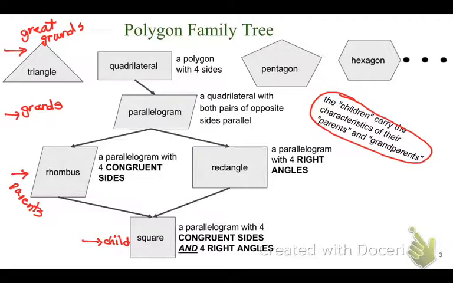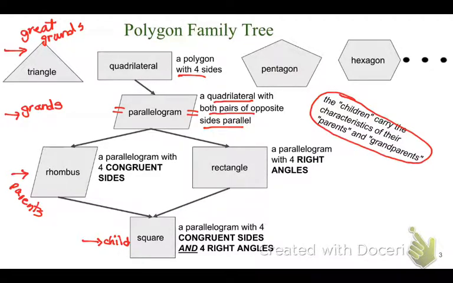So a parallelogram has its own definition, which is a quadrilateral with both pairs of opposite sides parallel, okay? But it also has all the characteristics of a polygon. Remember, a polygon is a figure that has three or more straight sides. So the parallelogram carries all the characteristics of a quadrilateral in that it is a polygon with four sides. So a parallelogram is a polygon with four sides, but it also has both pairs of opposite sides parallel, and that's what makes it a parallelogram.